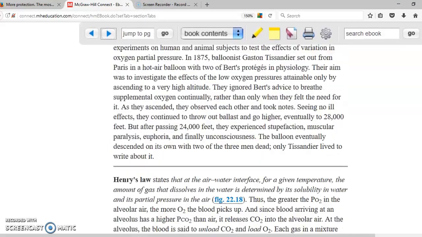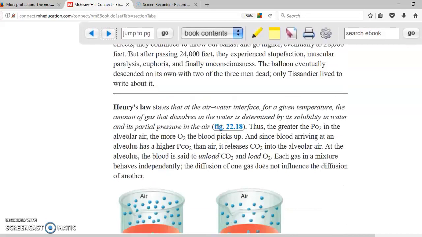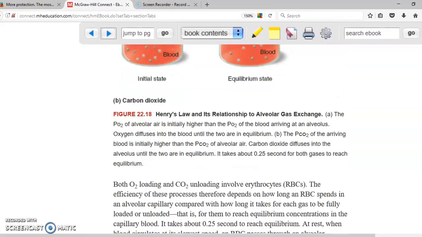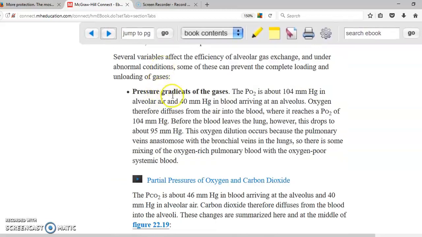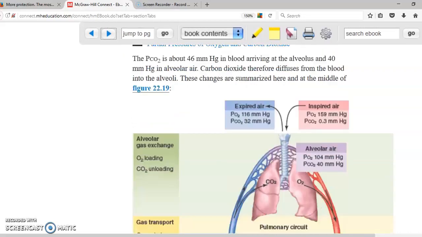Okay, next thing we have right here is gas exchange. We need to exchange the gases between the alveoli and the capillary. If we keep scrolling down, pressure gradients of gases. We said that we have different gases. If the pressure of these gases changes, that's also going to change the gas exchange.